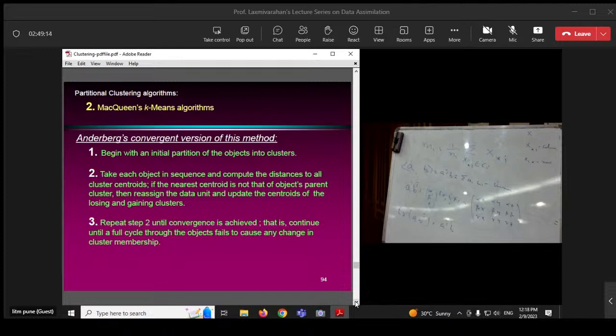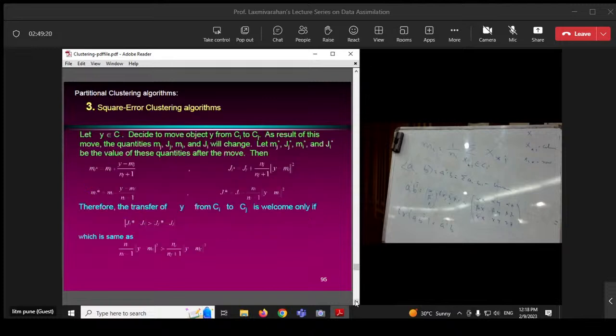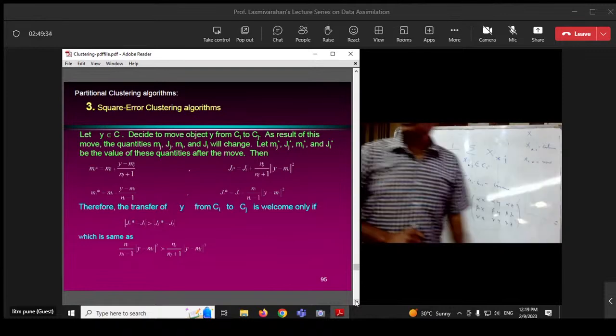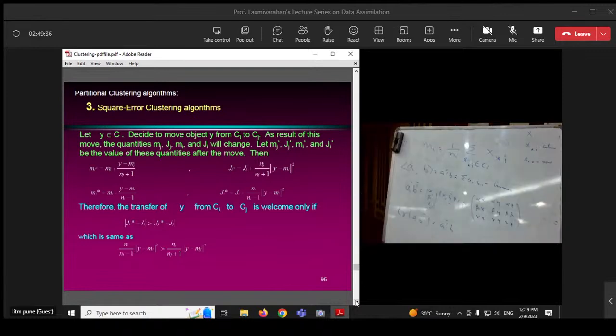All of you with me? Yes. I'm just providing you different ideas on how data can be partitioned. The third one, I shouldn't say last one, the third one is called squared error clustering algorithms. Squared error clustering algorithms. What's the idea here? Let Y belong to a cluster C. Again, I'm talking about a general idea.